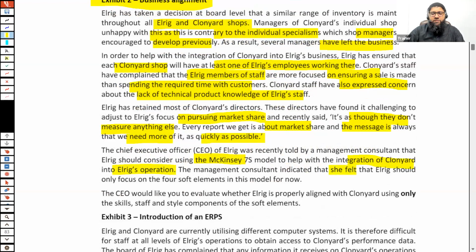The management consultant indicated she felt that Elric should only focus on the four soft elements in this model for now. The CEO would like you to evaluate whether Elric is properly aligned with Clonyard using only the skills, staff, and style components of the soft elements. Now see, I'm just trying to tell you what exactly is going on here.